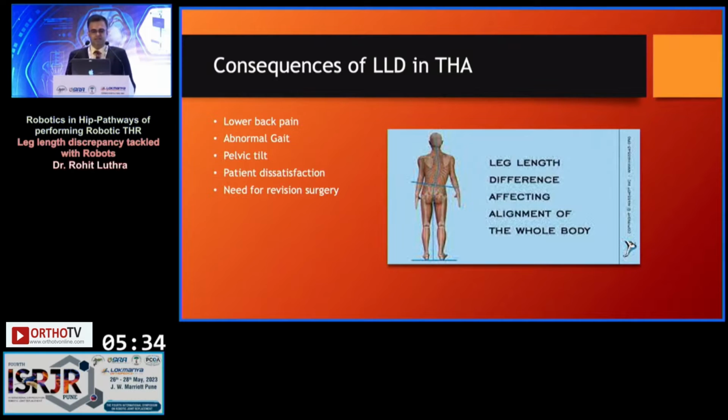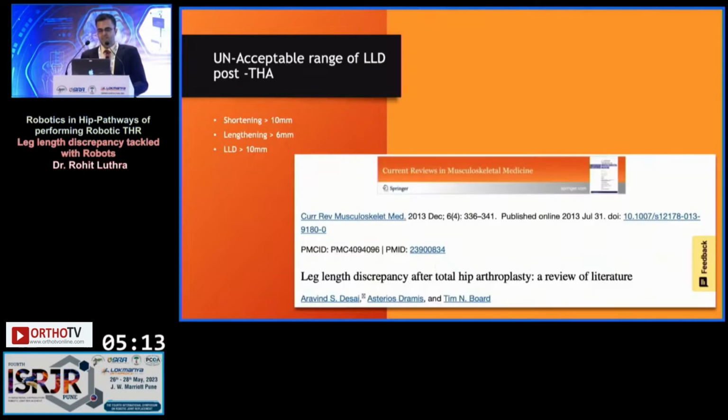Now, what are the consequences of LLD in THA? Patients who have unequal limb lengths will always complain of some backache, abnormal gait, difficulty in walking. There's pelvic tilt, and there is a lot of dissatisfaction, and the patient is very unhappy, and he also goes around and asks for a revision surgery to some certain extent, and other problems which start with limb length discrepancy. So what is unacceptable limb length?